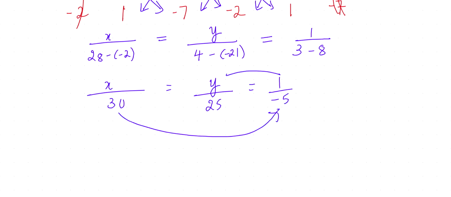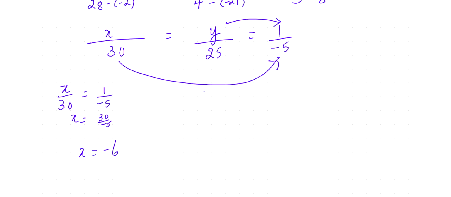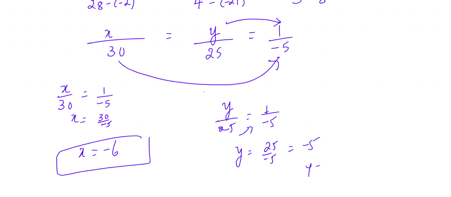Okay, if you take x upon 30 is equal to 1 upon negative 5, so x will become 30 upon negative 5. So x is equal to 30 upon minus 5, which is minus 6. Likewise here, y upon 25 is equal to 1 upon negative 5. So y is equal to 25 upon negative 5, which is negative 5. So you get x is negative 6 and y is negative 5. These are the answers. And you can always cross check later.